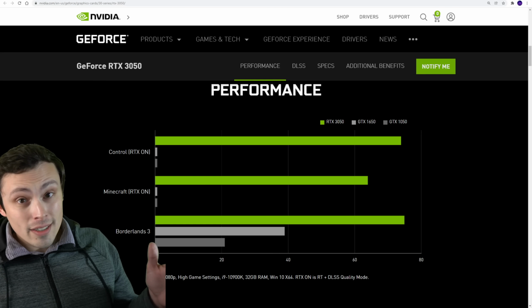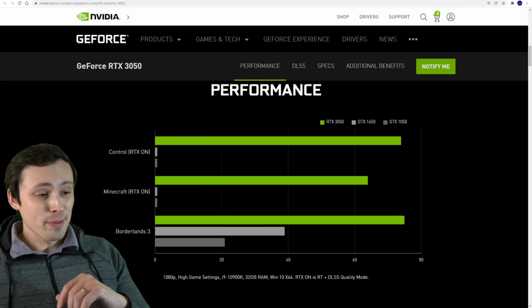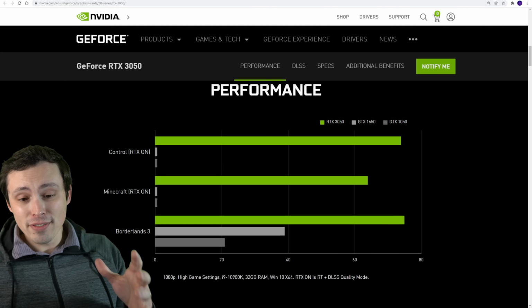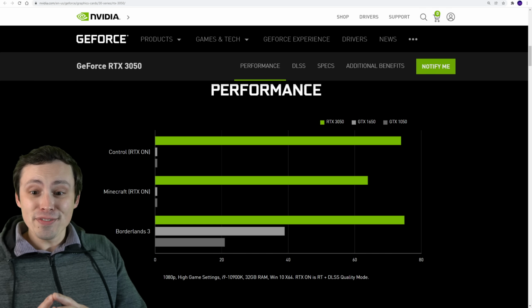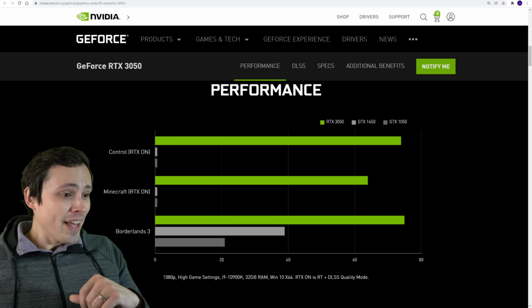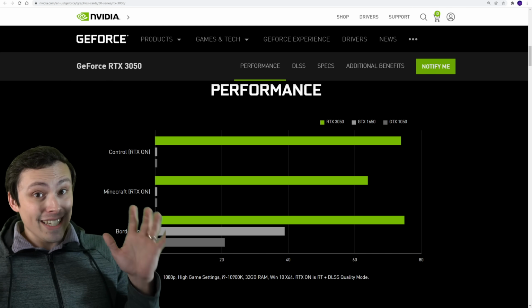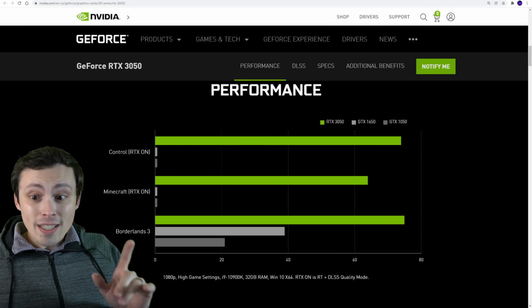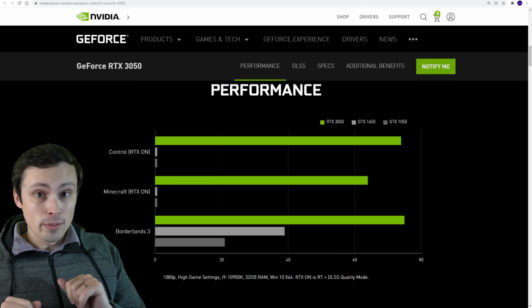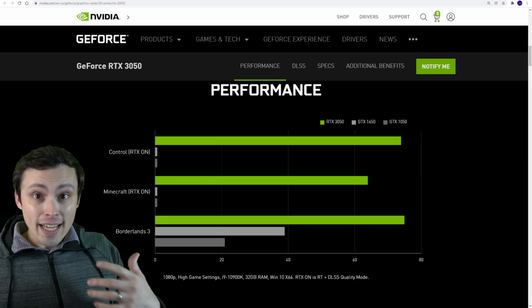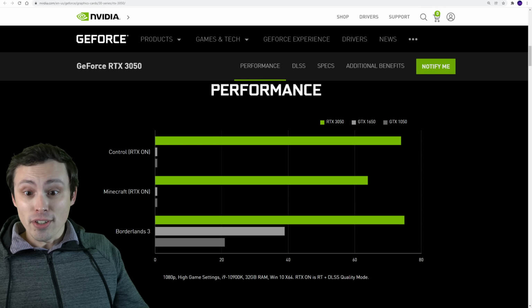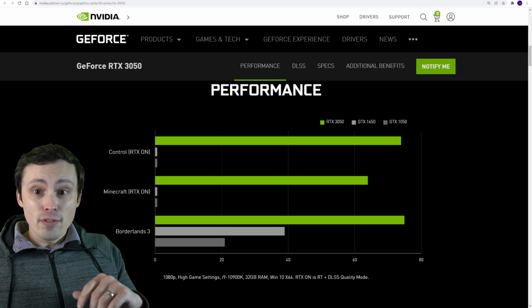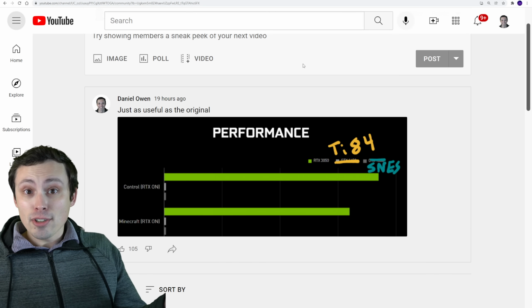So I've already mocked this pretty thoroughly on my community page, but in case you missed it, we do have some official charts from NVIDIA about the performance of the RTX 3050. And it turns out that NVIDIA, it's official, they've confirmed that the RTX 3050 will have better ray tracing performance than graphics cards that can't do ray tracing. It's official. It also has better ray tracing performance than a TI-84 graphing calculator and a Super Nintendo.